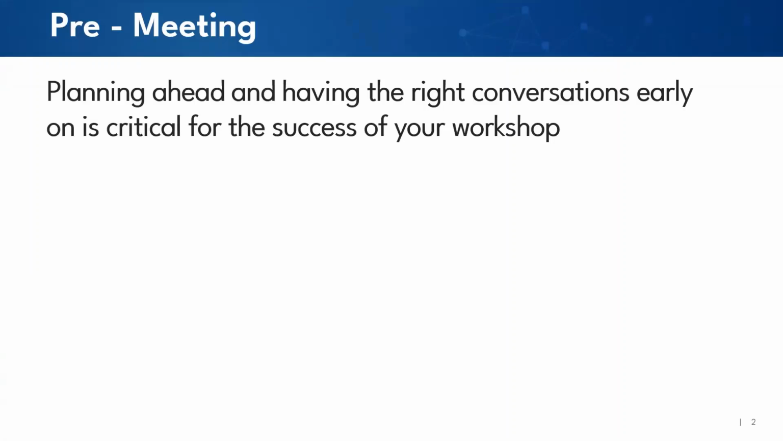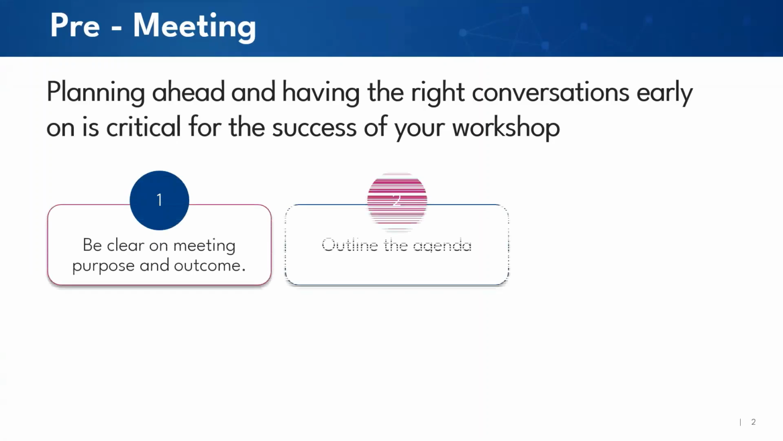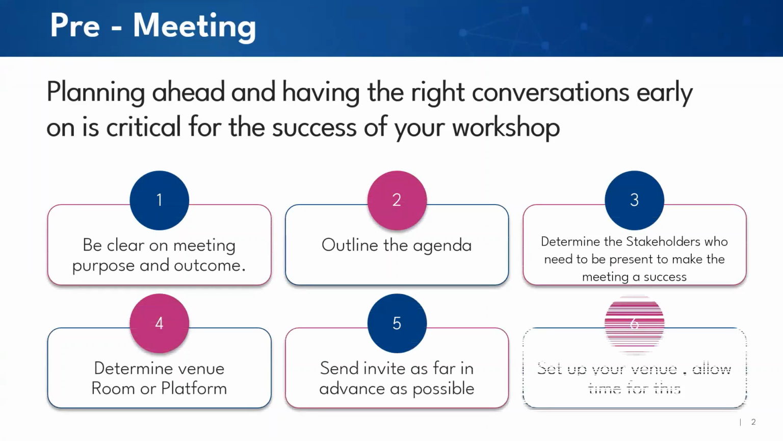Pre-meeting planning ahead and having the right conversations early is always critical to the success of your workshop. Here are some things you need to get done first. First, you need to be very clear on the meeting purpose and outcome. Very clear to yourself. What are you trying to achieve? What is the outcome you want this workshop or this meeting to be?